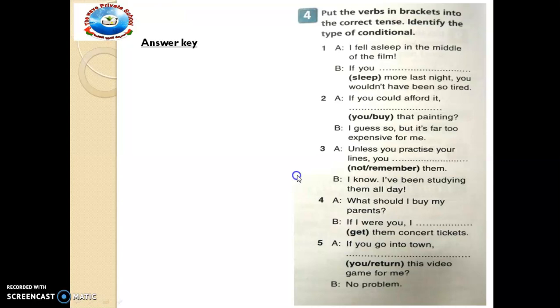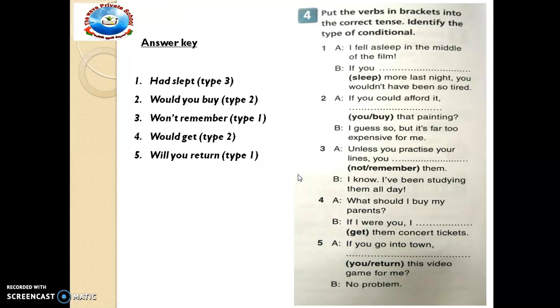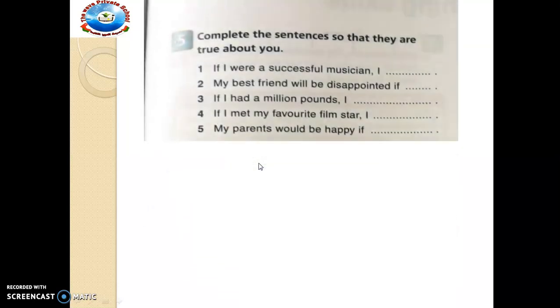I want you to do it, then you can cross-check your answer, and you can now see the types of conditionals. When you read this with this, then you get to know the conditional. We have type 3, type 2, type 1, type 2, and type 1. Did you get that right? Okay?